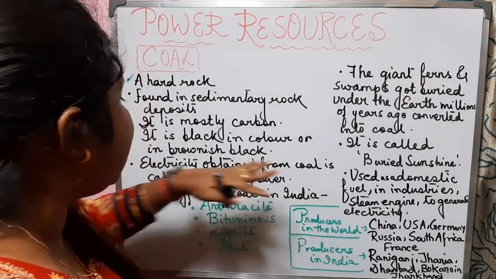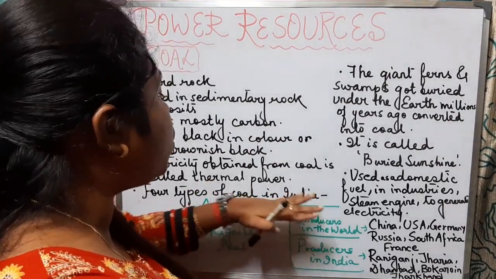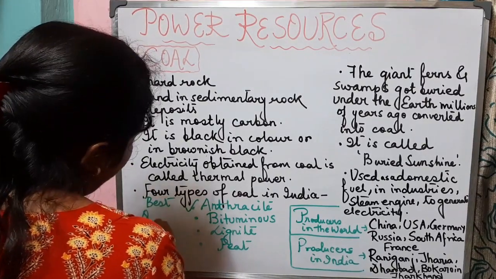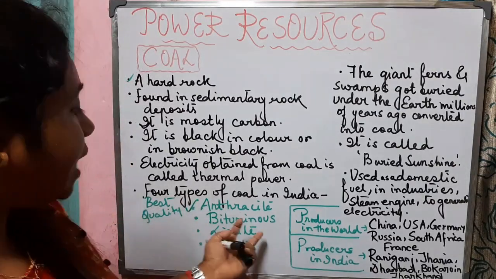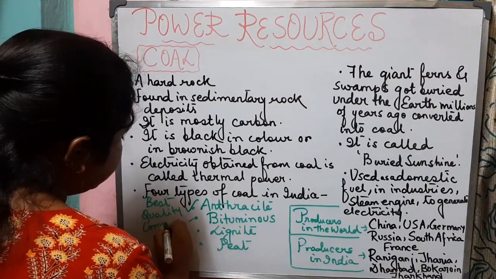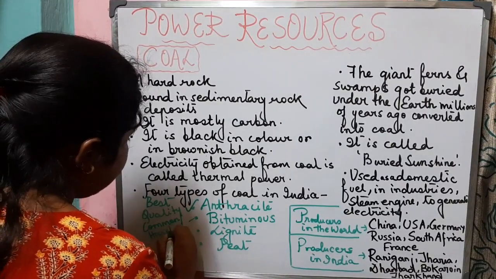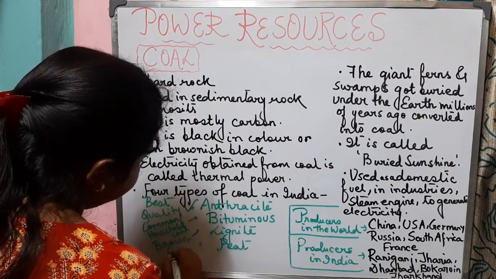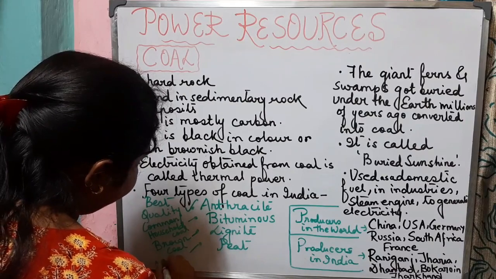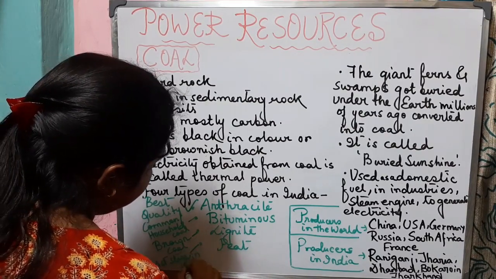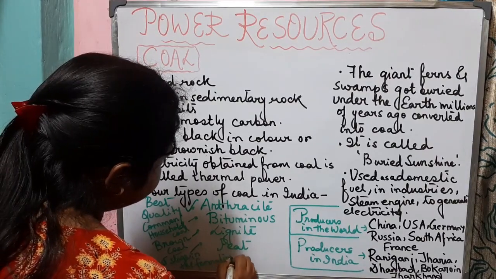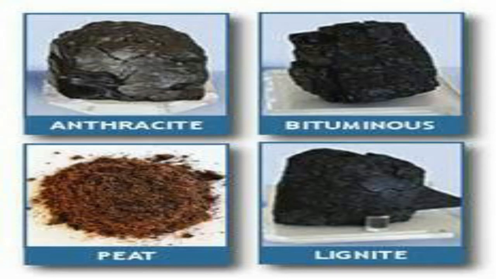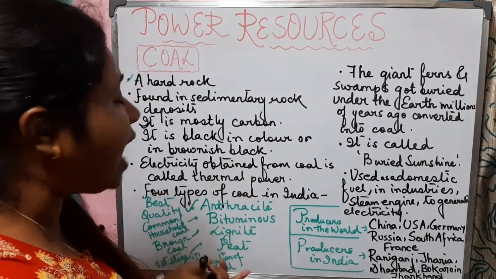Electricity that is obtained from coal is called thermal power. In India, there are 4 types of coal that are found. Number 1 is anthracite, which is the best quality of coal. Number 2 is bituminous, which is common and mostly used as household coal. Lignite, which is a brown coal, and peat, which is the first stage in the formation of coal. We can also say that peat is the low grade quality of coal, and while burning it releases a high level of smoke.